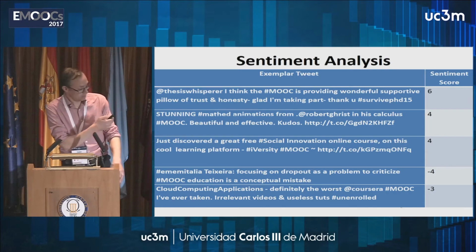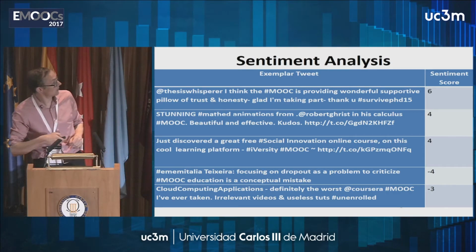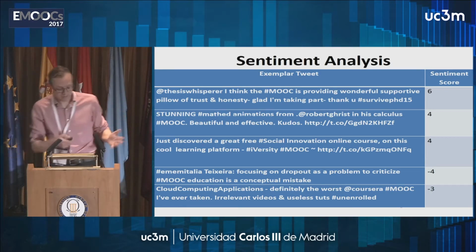And actually, it shows you some of the dangers of sentiment analysis, that it's a bit fuzzy. You always get some false positives. And this, it isn't really a negative tweet as such. It's not as negative as it seems.